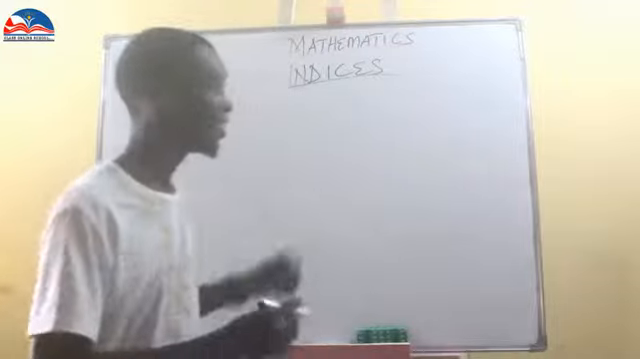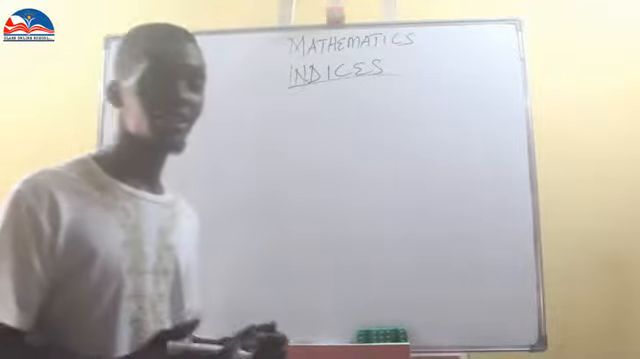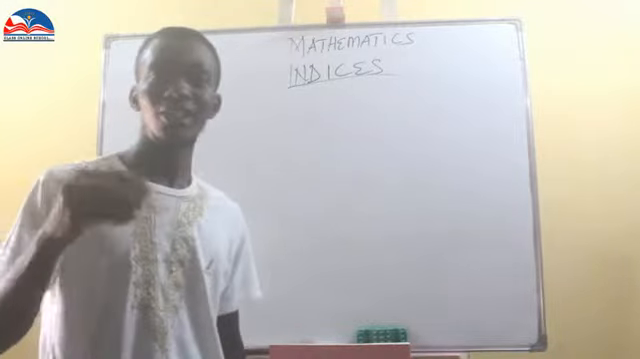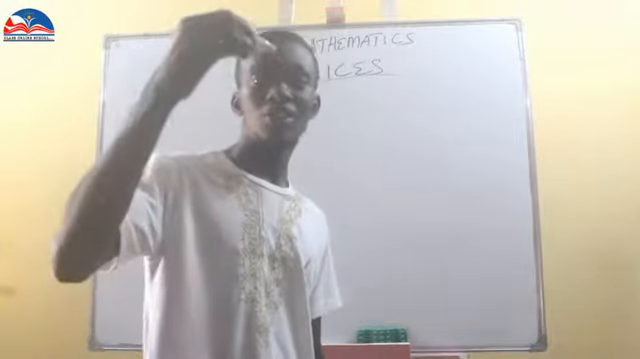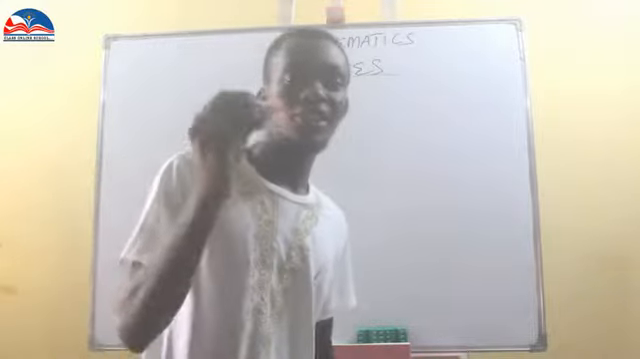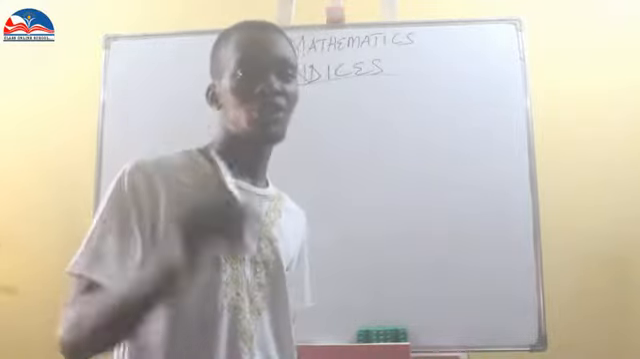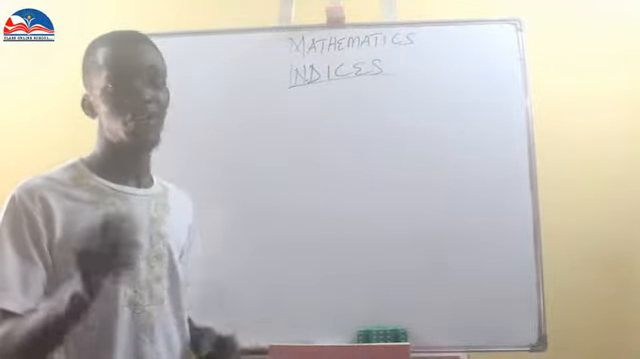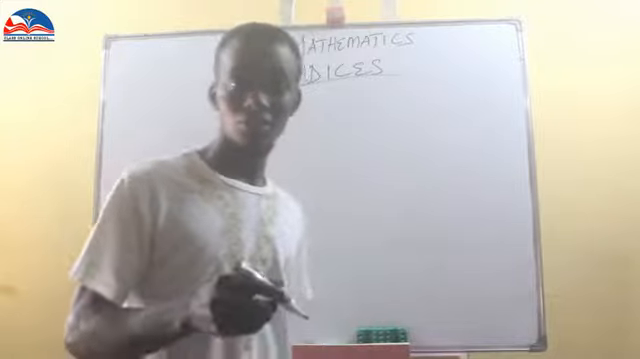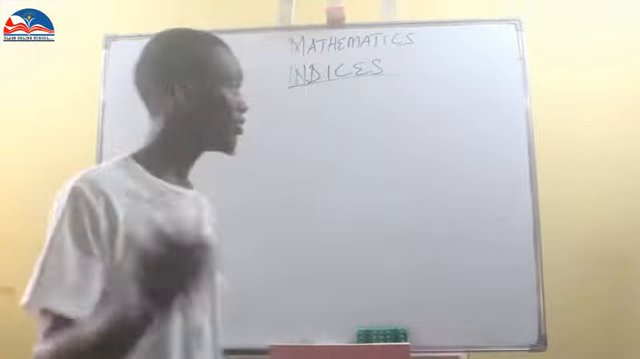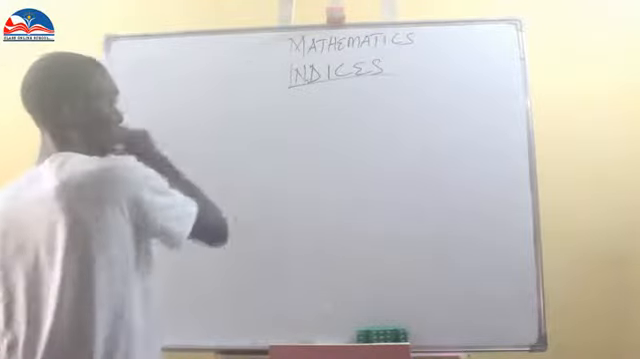Now, indices are also known as parts or exponents. They are the product expression of factors of numbers. I come again. Indices are parts or exponents. They are the product expression of factors of numbers. So let's take down.